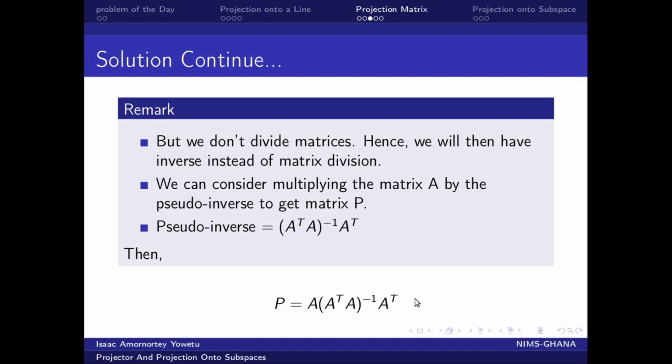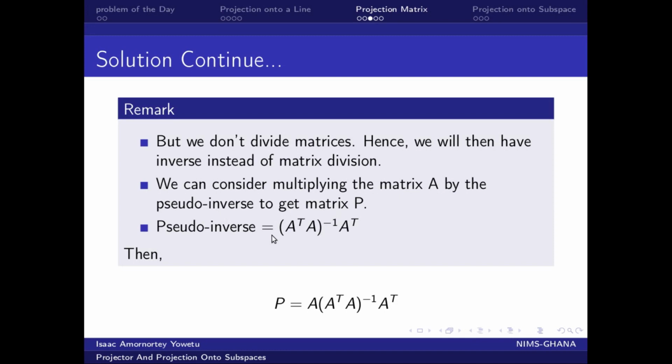But we need to take some few remarks here, such that we know we don't divide matrices. Hence, we will like to fall on the inverse instead of the matrix division. And point 2 is considering multiplying the matrix A by the pseudo inverse to get our matrix P. All that we are interested in is to get the matrix P.